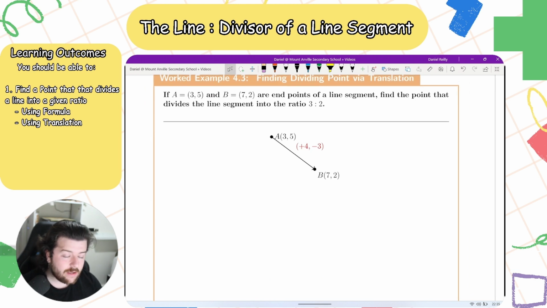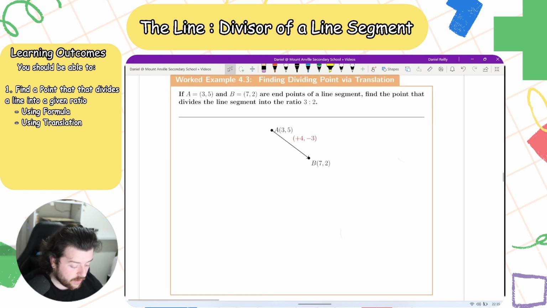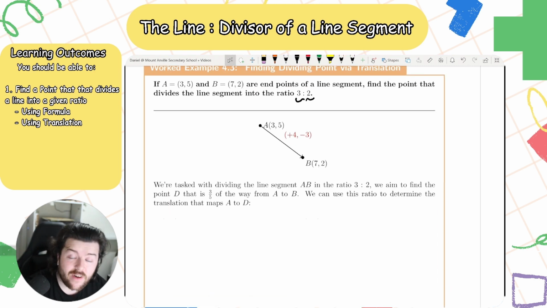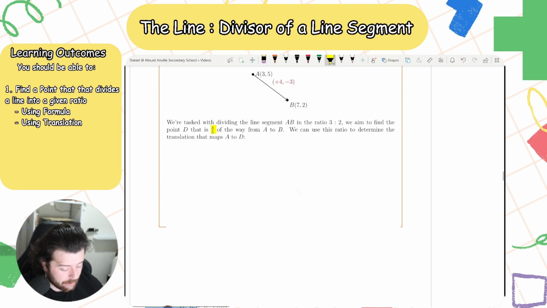So if A is equal to (3, 5) and B is (7, 2), the end points of a line segment, find the point that divides the line segment into the ratio 3:2. We are tasked with dividing the line segment AB into the ratio 3:2. So we aim to find a point D that does this. So a point D is going to be 3/5 of the way between A and B. So we can use the ratio to determine the translation that maps A to B.